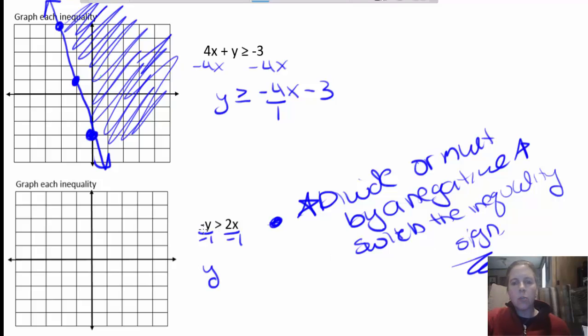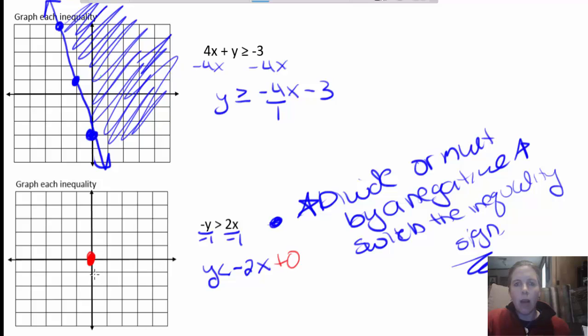Okay, so since we're dividing by negative 1, we have to switch our sign, and it becomes negative 2x. It's only when the number that's attached to the y is negative that you switch your inequality sign. So now we have negative 2x. So what is our y-intercept? Well, our y-intercept, remember, is just 0 because there's no number there, so it's 0.